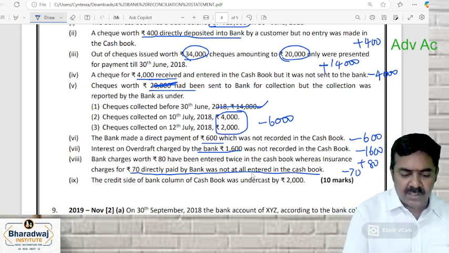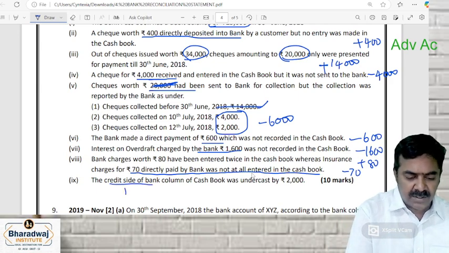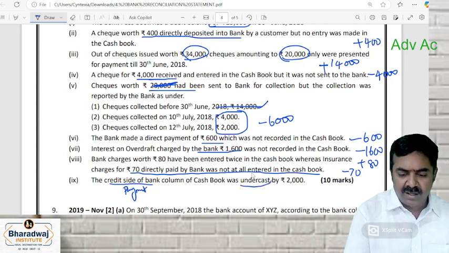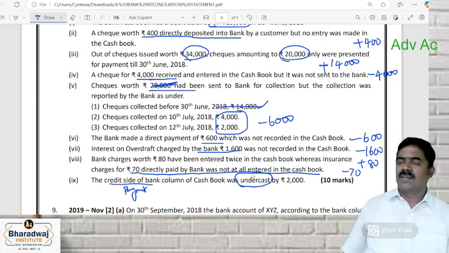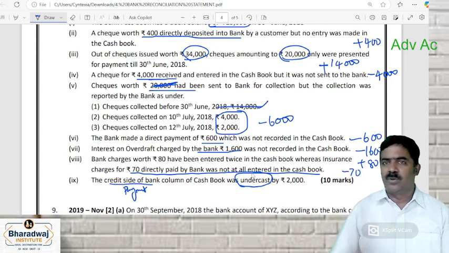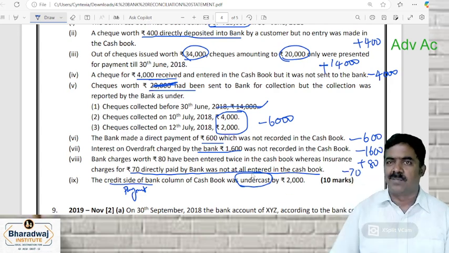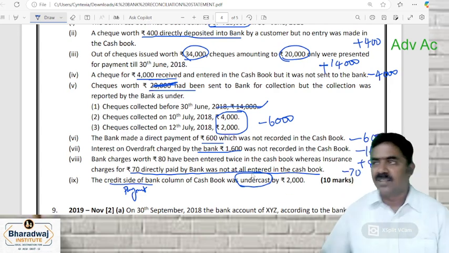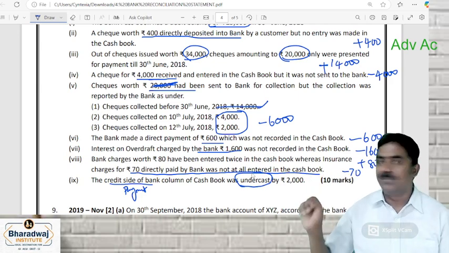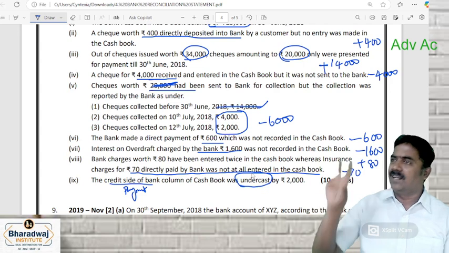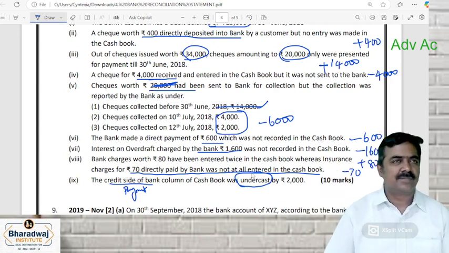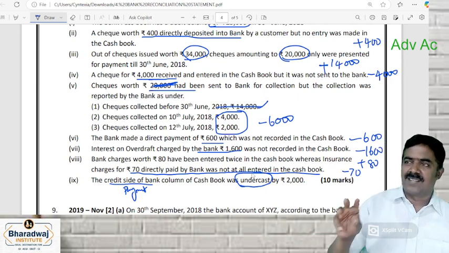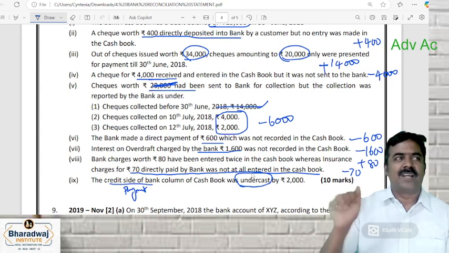Credit side of cash book na payment side of cash book. Payment side of cash book under cost ங்கறோம். What do you mean by under cost? Payment sideல கம்மியா போட்டுருக்கோம். In this payment side we entered a lesser amount. Cash book is maintained by whom? Customer. In the payment side, he entered a lesser amount. Because of this, what will happen to the cash book balance?